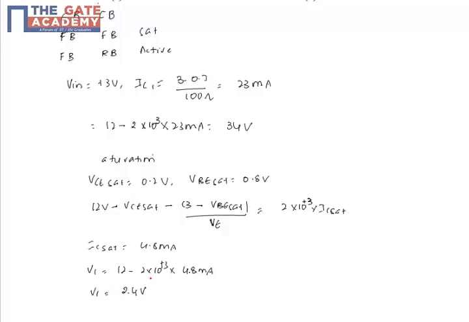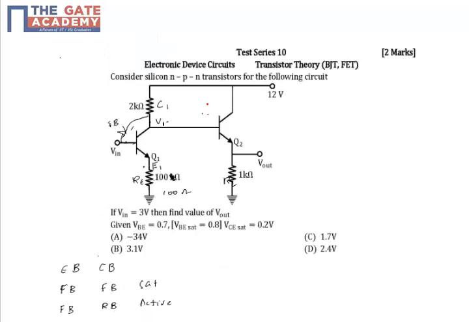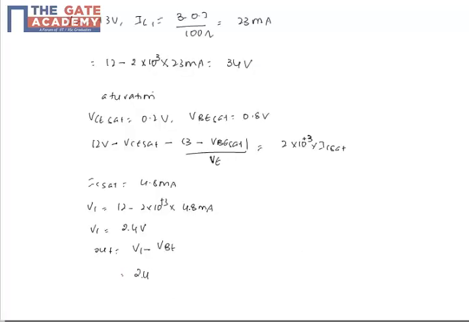Now we'll see the output voltage Vout, which comes to V1 minus VBE. So here we are calculating the output voltage. It's nothing but V1 minus VBE is equal to Vout. So we'll get 2.4 minus 0.7. So Vout is equal to 1.7 volts.